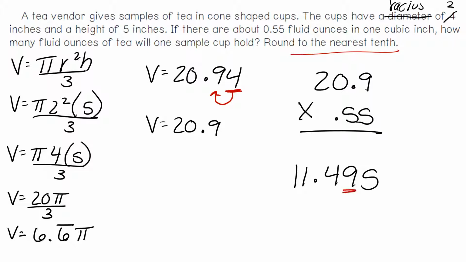It wants us to round to the nearest tenth. That means 1 decimal place. So we look at the second decimal place. 5 and higher, we round up. 4 and less, we round down. It's a 9. 9 is in the 5 and higher category, so we round up. 11.5.